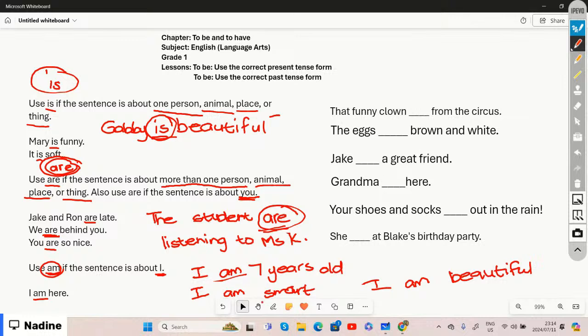And that is why we're saying when it comes to be, we need to know how to use the correct present tense form or how to use the correct past tense form. And that is what we are going to find out within our lesson or our chapter today. So once again, we use is if the sentence is referring to one person, one animal, one place, or one thing. We use are if the sentence is about more than one person, animal, place, or thing, or if the sentence is about you. And we use the word am if the sentence is about I.